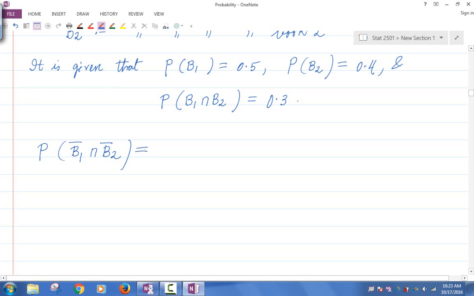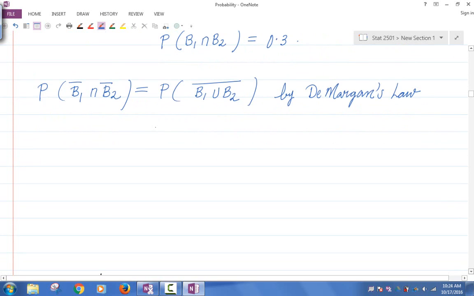Okay, so how do I find that? The first thing I need to do is apply De Morgan's law. Remember, De Morgan's law says the intersection of B1 complement and B2 complement is the same as B1 union B2 complement, right? That's by De Morgan's law. Okay?